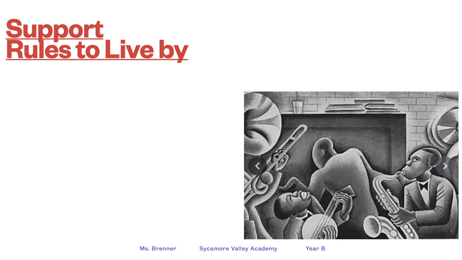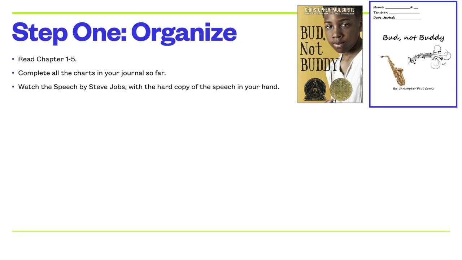If you need some extra support on writing your comparative essay between Steve Jobs and Bud Caldwel, this is the video for you. However, before you start this video, you need to make sure that you have read chapter 1 through 5, you've completed all of the charts in your journal, and you have watched the speech by Steve Jobs a few times. Maybe you've even made some notes on the hard copy of the speech. If you didn't do those things yet, go do them and then come back.